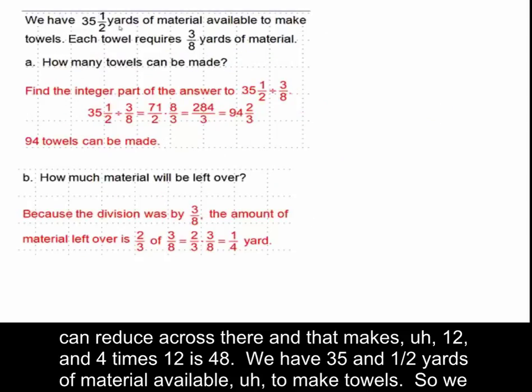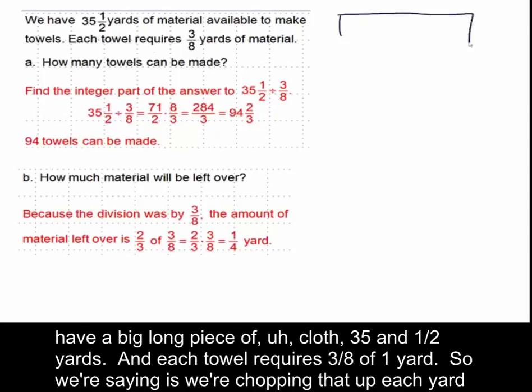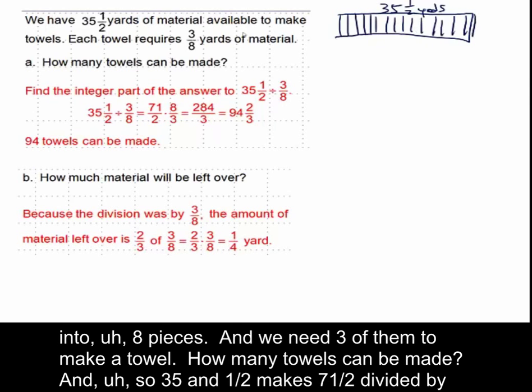We have 35.5 yards of material available to make towels. So we have a big long piece of cloth, 35.5 yards. And each towel requires 3/8 of 1 yard. So what we're saying is we're chopping that up, each yard, into 8 pieces, and we need 3 of them to make a towel. How many towels can be made?